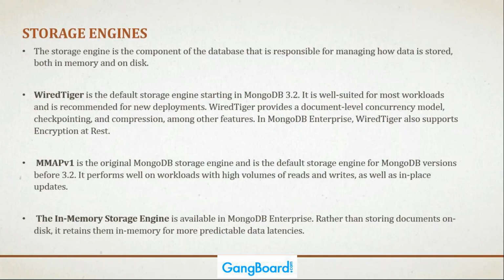MMAPv1 is the default storage engine before 3.2. That means until 3.0, it is the default one. It is also a good one for reads and writes. But compared to MMAP, WiredTiger is the best one. The in-memory storage engine, as I said, stores documents and indexes, I mean data and indexes, in memory for better performance.